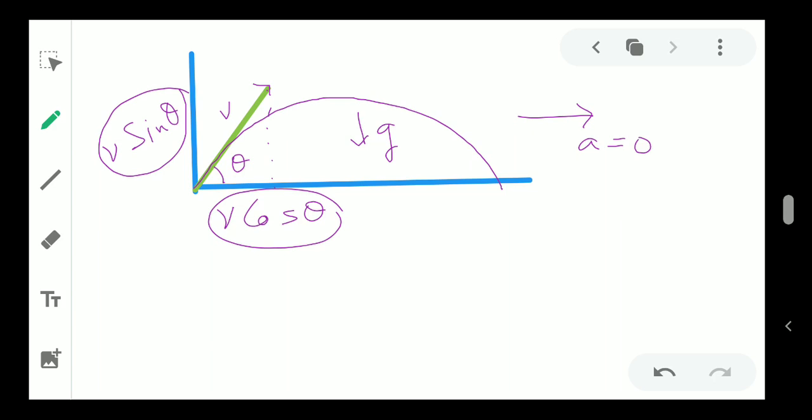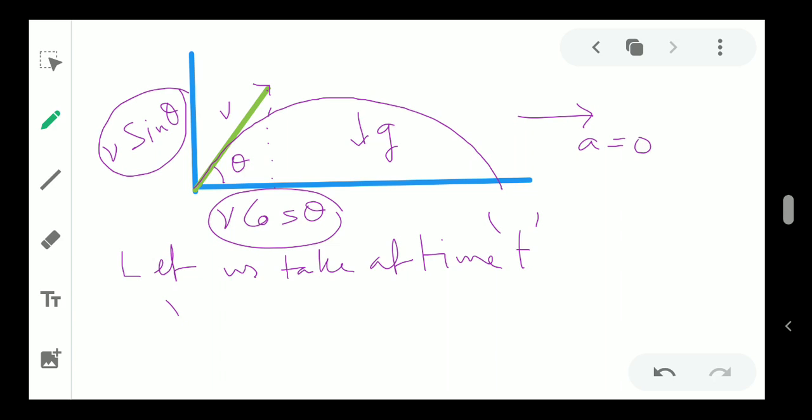Now let us take at time t both will be equal, that means the vertical component and the horizontal velocity component will be equal. So let us find out with t what will be the value of vertical and what will be the value of horizontal component. So you know that the vertical component is v sin theta, but with time it changes.